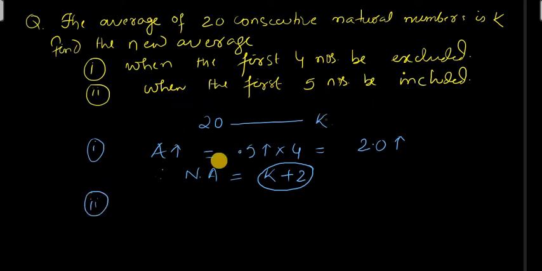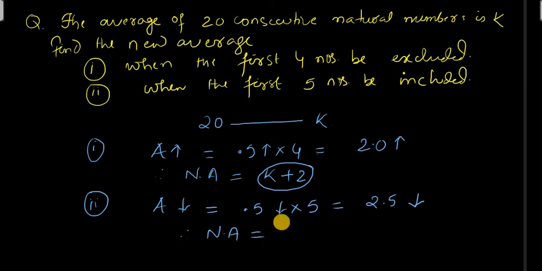Case 2: when the first 5 numbers are included, the average decreases. The average decreases by 0.5 for each number included, and 5 numbers are included, so the decrease is 5 times 0.5, which is 2.5. Therefore the new average decreases by 2.5, so the new average is k minus 2.5.